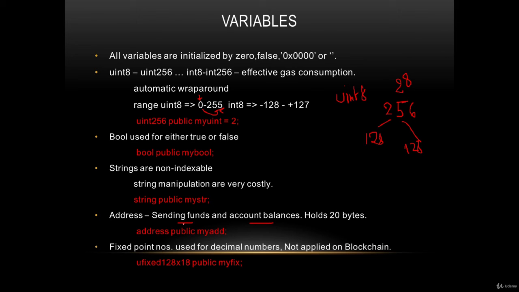Once you declare a variable, this variable has its own inbuilt function known as .balance, which will get the balance of that address in wei. Also there is a function .transfer, which will directly transfer money from the smart contract to this address. Now there is also a thing known as fixed point numbers, which are used for decimal numbers. You can see the syntax at the bottom, but it is not applied fully on blockchain, so you won't be able to use it right now in its full efficiency.